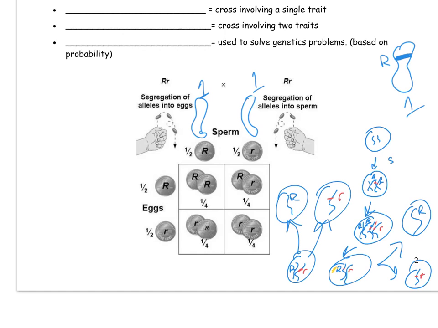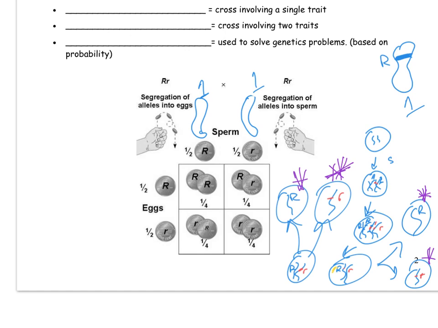So when we're looking at this, we see four possible sperm that can turn into four different human beings. If this one turns into you, you have a big R. If this one turns into you, that's a big R. If this one turns into you, that's a little r. And if this one is the sperm that became you, then you have a little r.